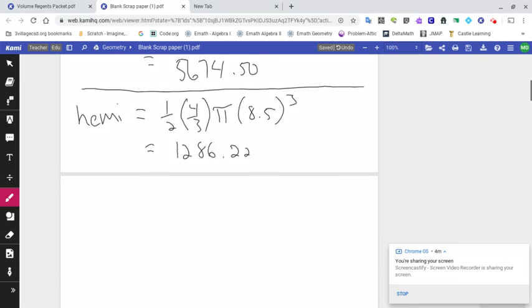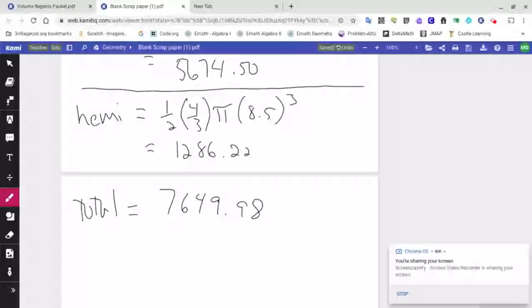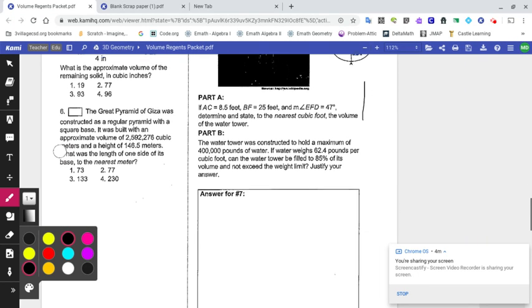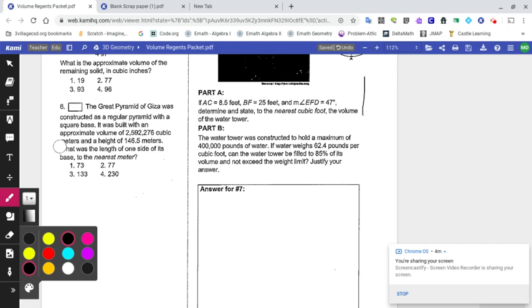Okay, so we add all those together. The total volume of the water tower, if I add all those numbers together, is going to be 7649.98, which rounded to the nearest cubic foot is 7650 cubic feet for the total. So that's the first part of the question, part A, just adding those three pieces together. We just needed to use a little bit of trig to get the height of the cone.